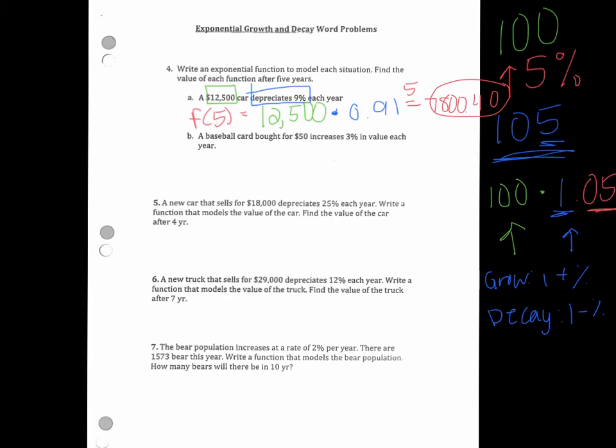The next problem says that a baseball card was bought for $50. So that's how much the baseball card started with. And then it's being increased by 3% each year. So f of x is equal to the initial amount, 50, times, since I'm increasing, I'm going to do 1 plus 3%, which is 1.03, raised to the x power. But since I'm trying to figure out the value after 5 years, I'm going to replace x with 5, which is $57.96. So after 5 years, the cards are going to be worth $57.96.